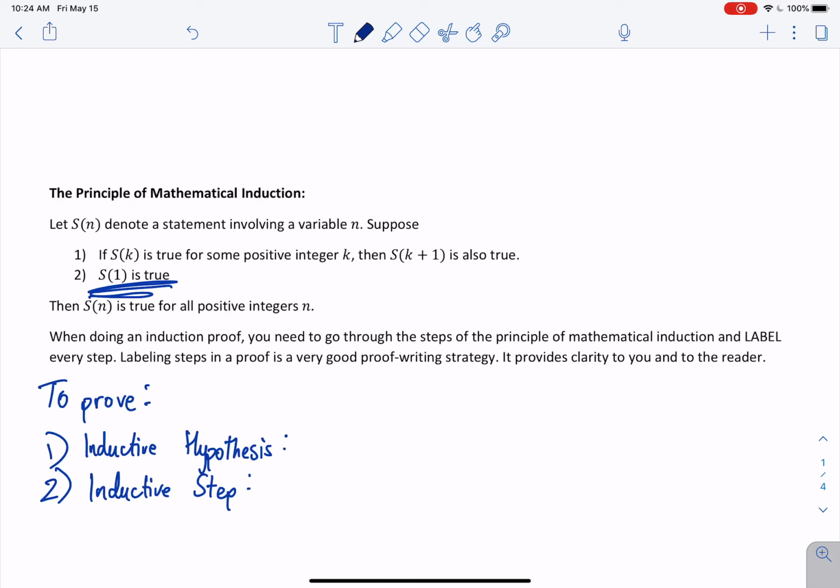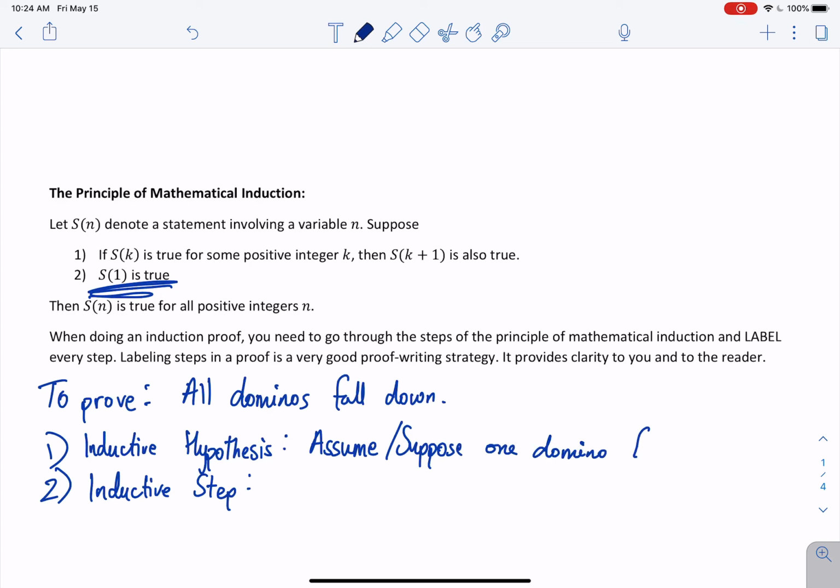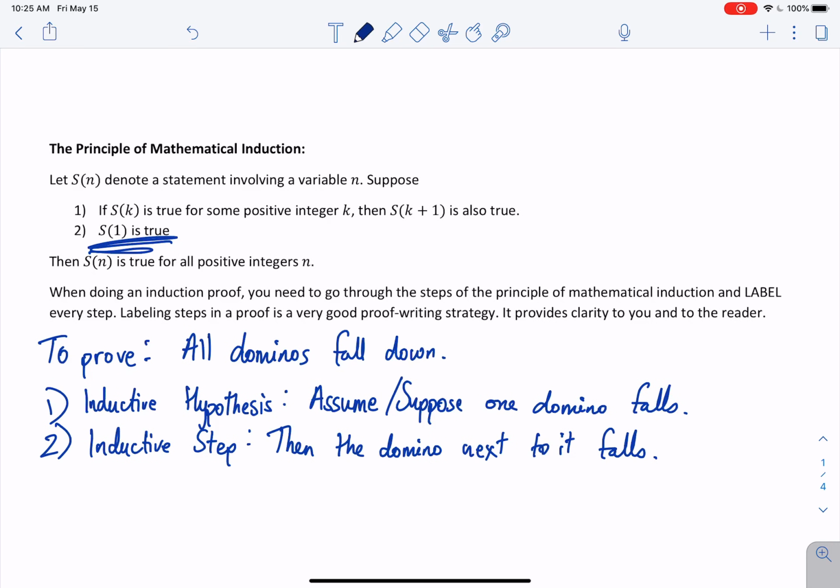So to prove, I would say all dominoes fall. All dominoes fall down. My inductive hypothesis, this is where I'm making an assumption. And I'm saying assume, or you can say suppose, one domino falls. Then we can show in the inductive step, then the domino next to it also falls. So that was that first bit that we did.